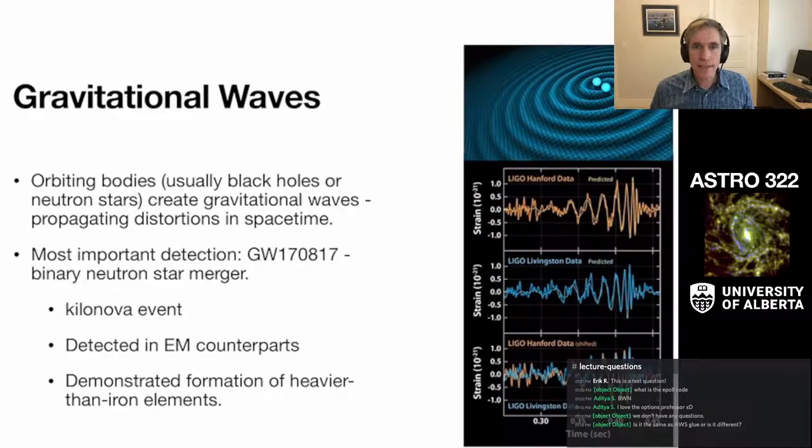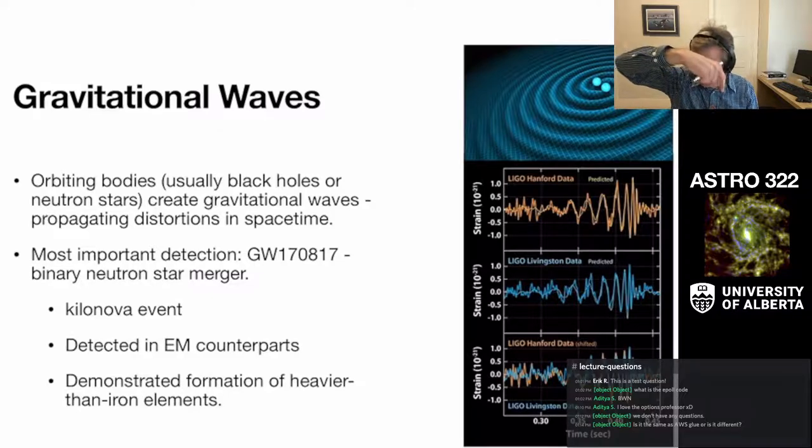The next thing to talk about is gravitational waves. And this is one of those things that's just not in the modern textbooks that we have, and why we need to write our own, is that gravitational waves are a relatively recent discovery. They were predicted as a consequence of Einstein's theory of general relativity way back in 1915. And they're generated by bodies that are engaged in orbital motion around each other.